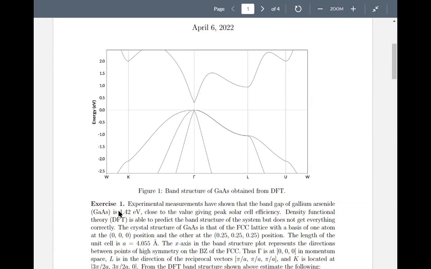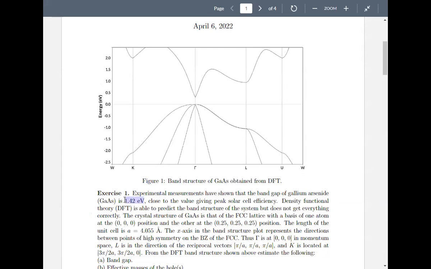So here, I put in the value of the band gap according to an experimental measurement. Somebody measured gallium arsenide and they found that it's around 1.4. Can anybody tell me what you think the band gap is here? Yeah, this band gap right here. How much is it? Exactly. So you see that this is 1.42 experiment. This is not 1.42. So anyways, that is wrong.